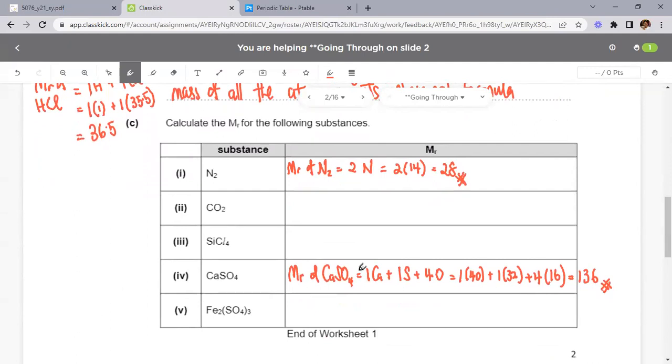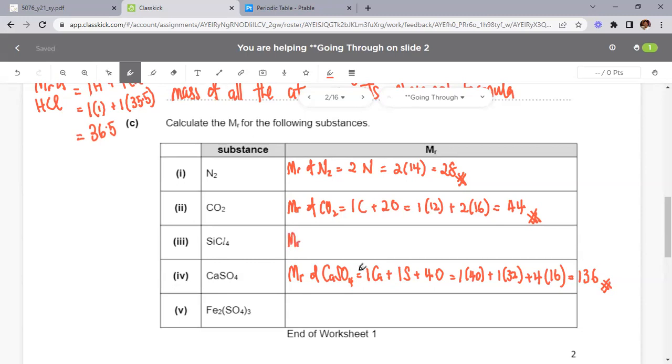For CO2, most of you would have calculated already. To find the Mr of CO2, we take 1 carbon plus 2 oxygen. This is equivalent to 1 times 12 plus 2 times 16. 32 plus 12, you're going to get 44. So for CO2, the Mr you calculated should be 44.